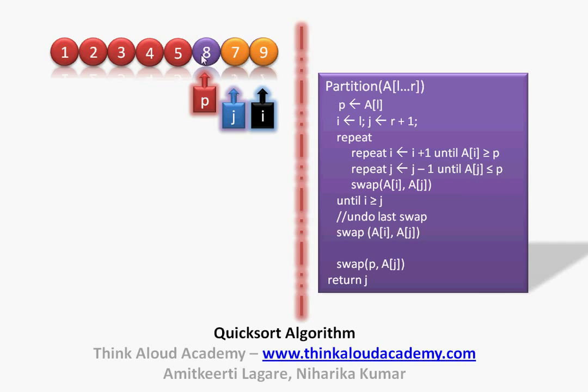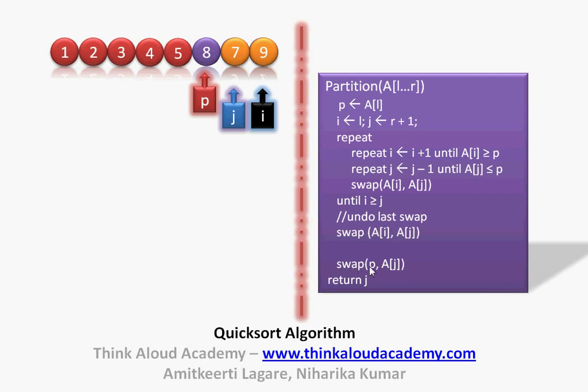Since A of j is less than pivot, we are actually done with decrementing j as well. So we go ahead and swap A of i and A of j. Though this was not required, since the algorithm has this, we will swap 7 and 9 to get 9 and 7. Once we do that, we check whether i has gone ahead of j, and since i has gone ahead of j, we will come out of this loop and swap back this unnecessary swap that we had done. So 7 and 9 get re-swapped back.